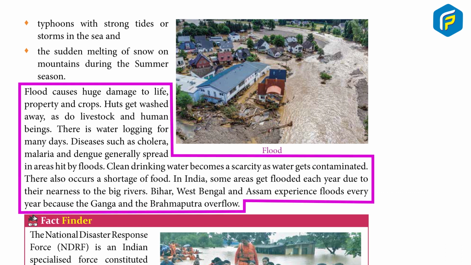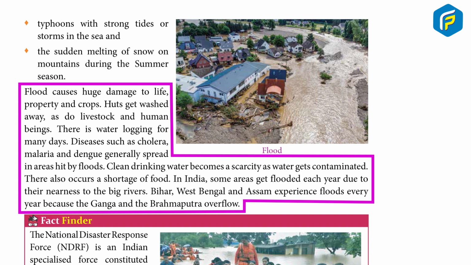Flood causes huge damage to life, property and crops. Herds get washed away, as do livestock and human beings. There is waterlogging for many days. Diseases such as cholera, malaria and dengue generally spread in areas hit by floods.